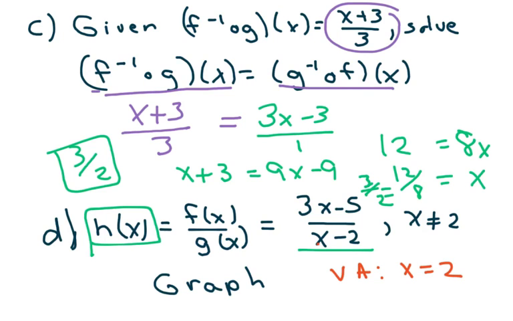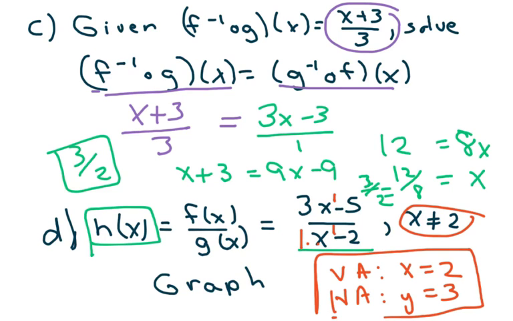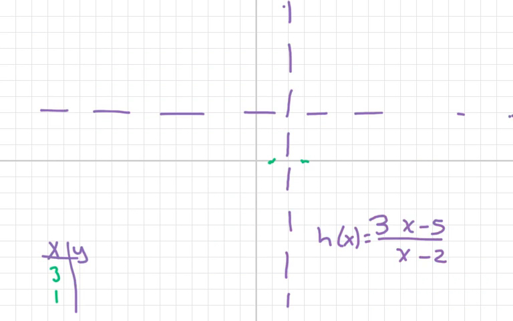Because if you plug in 2 here, that's your domain, you get it undefined, so we have to make a vertical asymptote. The horizontal asymptote is, if you recall from your rationals, that when the degrees of a rational are the same, you divide the lead coefficients. So 3 divided by 1 is 3, so that's y equals 3. So they're going to want you to write that down and then graph it.